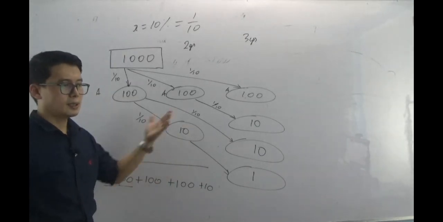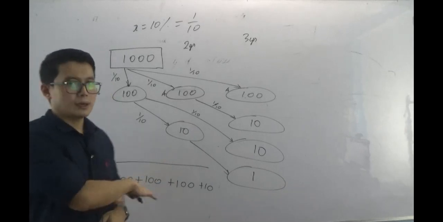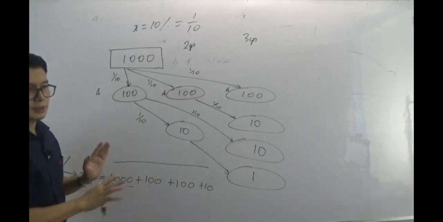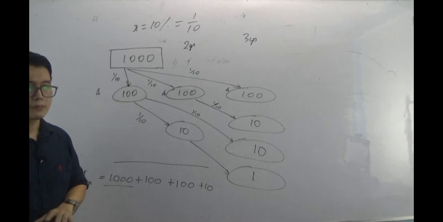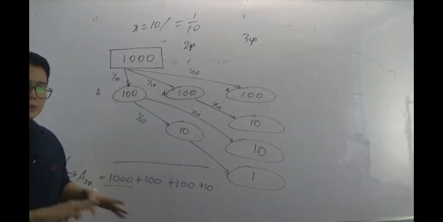Is there anyone who has any doubt in this chart? The compound interest for the first and second year, and then the third year you have to draw.